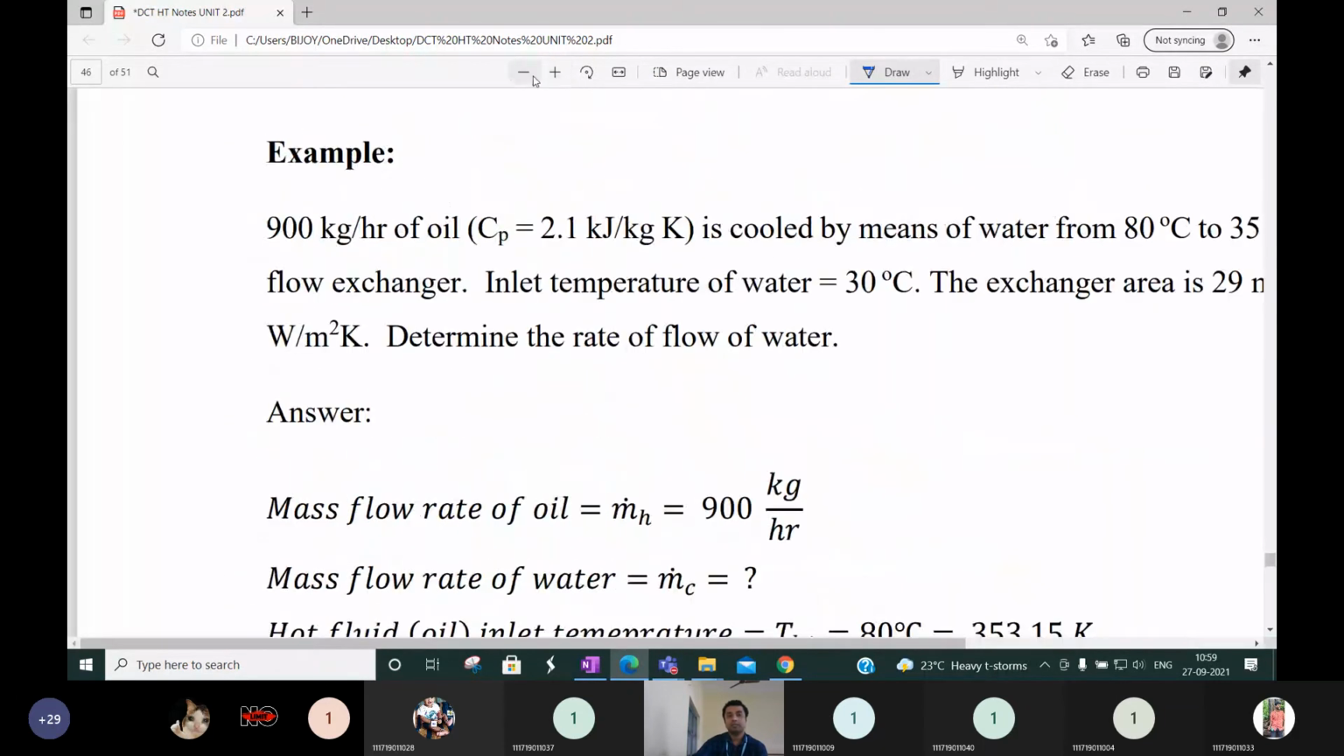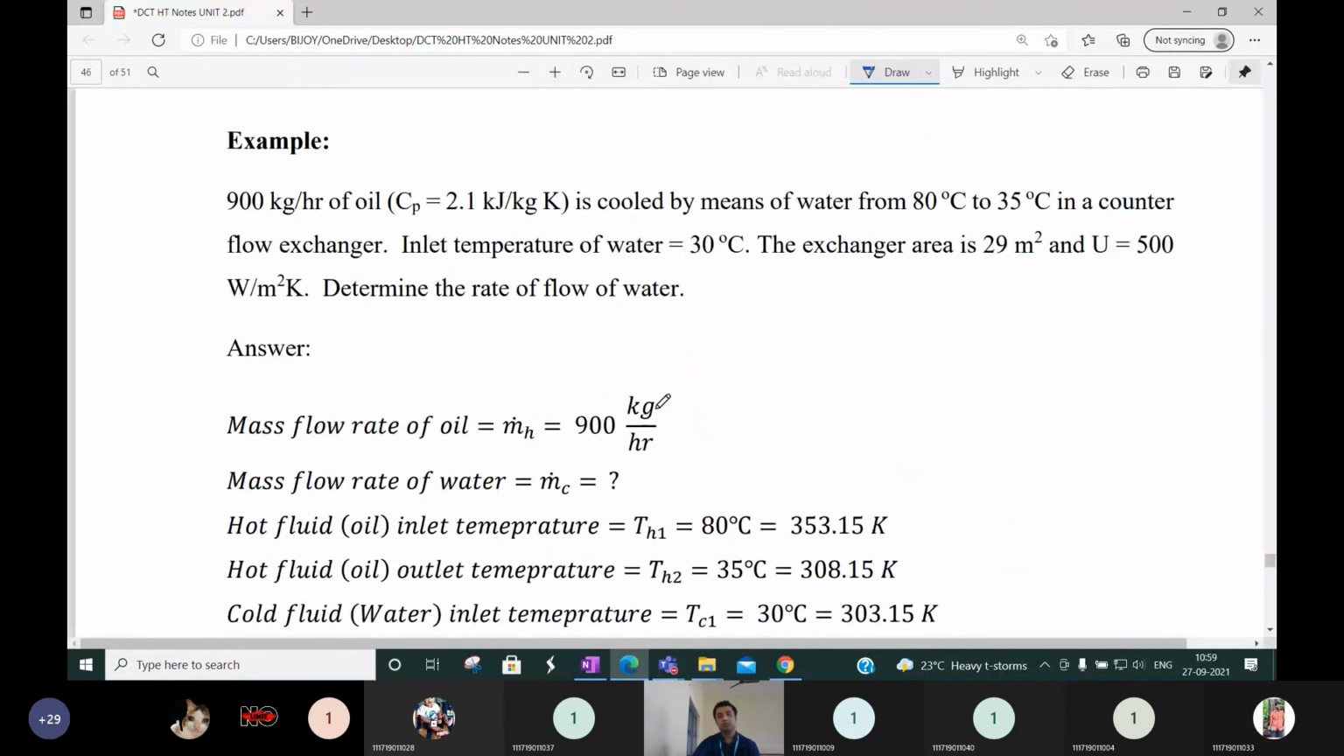A little bit interesting problem. Please try to focus on it. So let me read the question for you guys. 900 kg per hour, this is the mass flow rate of oil. For oil, Cp is given. It is cooled by means of water from 80 degrees centigrade to 35 degrees centigrade in a counter current flow heat exchanger. Okay, in a counter current flow heat exchanger.